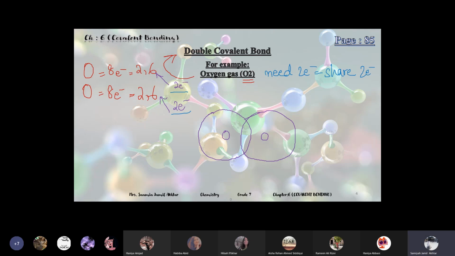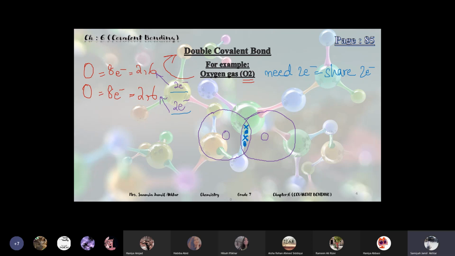Oxygen number 1 is sharing 2, it will give its 2 electrons in the overlap area. And oxygen number 2 will also share its 2 electrons in the overlap area. So 2 crosses, 2 electrons of one oxygen, and 2 dots, 2 electrons of the other oxygen. Got it till here?